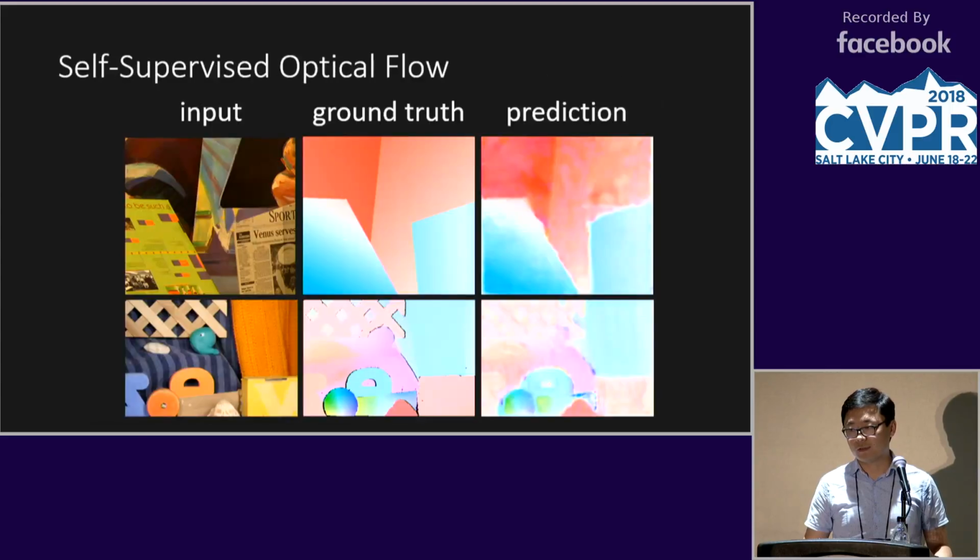Our approach is also able to train a neural network to compute optical flow in a self-supervised manner without using any ground truth annotations. Here are some visual results. We can see our approach generates good optical flow between input images.